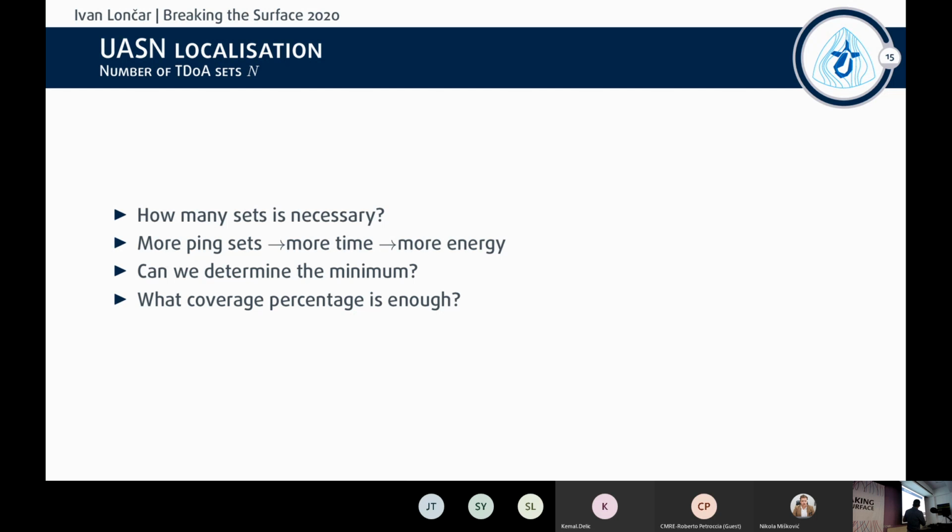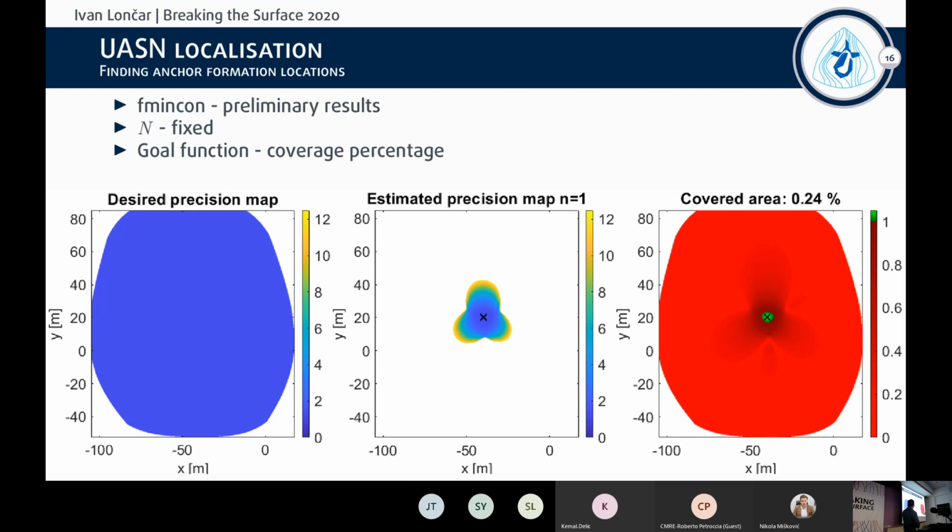Now we get to the question of the number of time difference of arrival sets. How many sets are necessary to achieve the desired localization? Because more ping sets require more time and waste more energy. Can we even determine the minimum, and what coverage percentage is enough? Because that also impacts our choice of anchor.